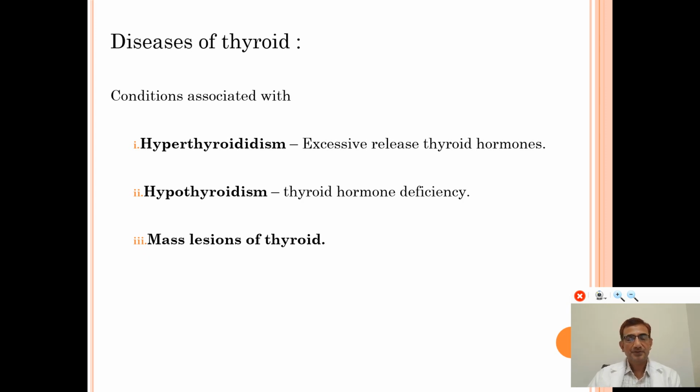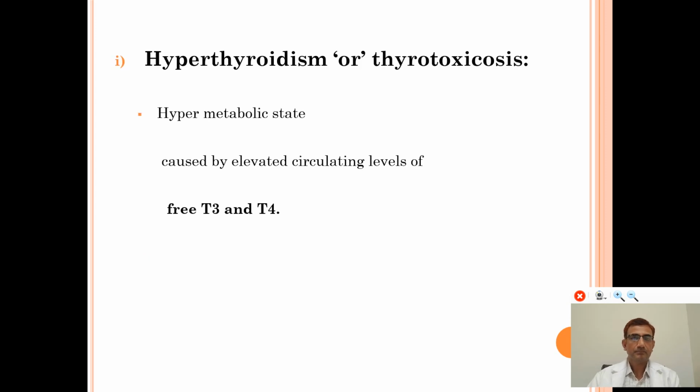So coming to the diseases of the thyroid, the conditions associated are hyperthyroidism, that is excess release of thyroid hormones, hypothyroidism, deficiency of thyroid hormones, and mass lesions of the thyroid. First, hyperthyroidism is a hypermetabolic state caused by elevated circulating levels of free T3 and T4.